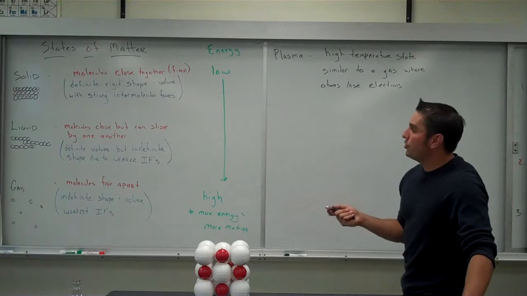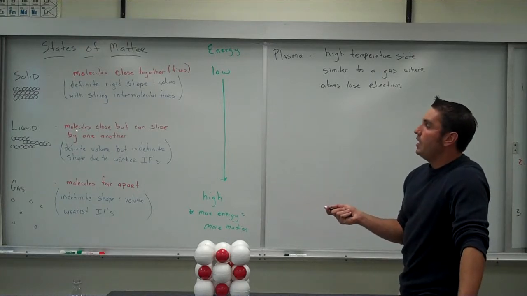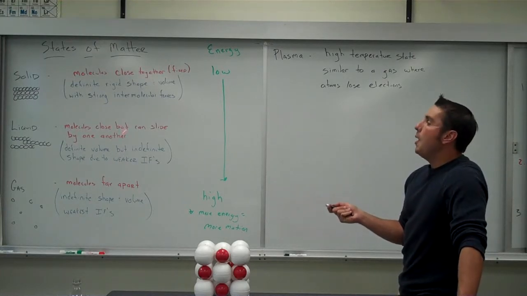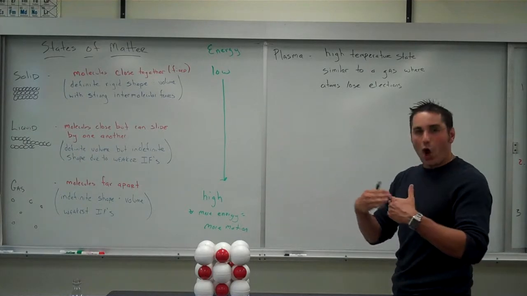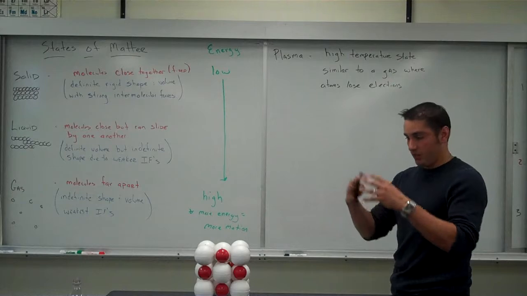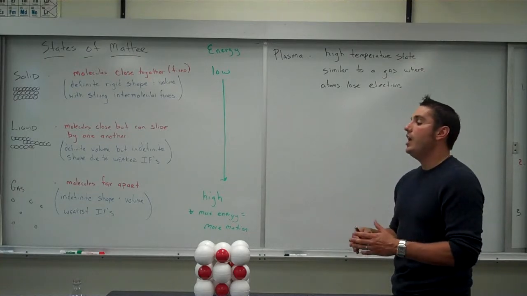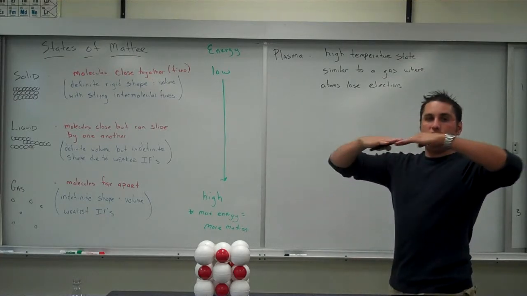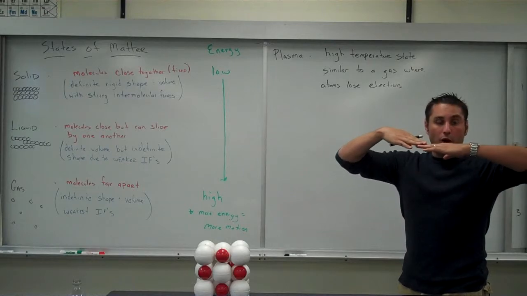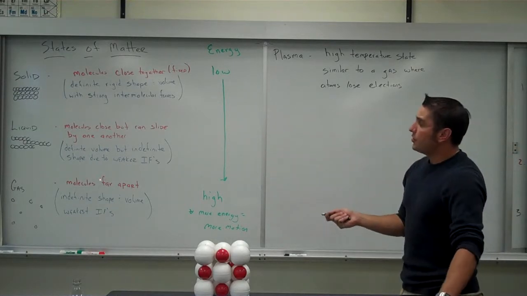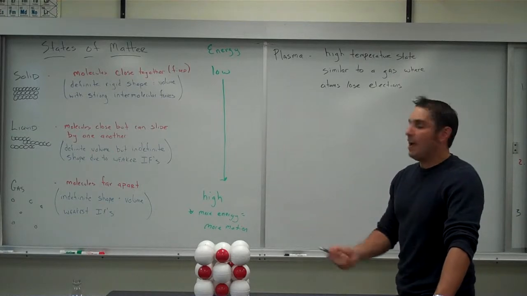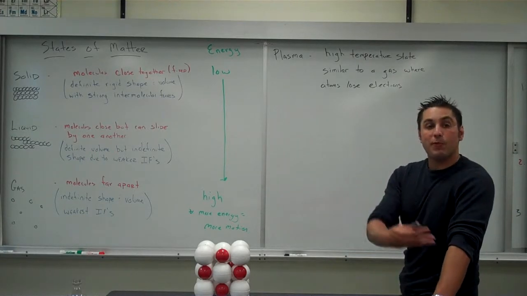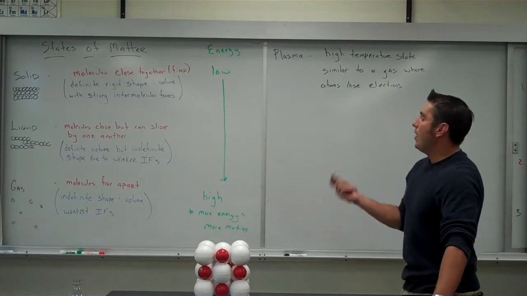Liquids are very similar to solids with one slight difference. Liquid molecules are close, but they possess the ability to slide by one another. Solids are not in motion. They're in fixed positions. They're stuck. Liquids have the ability to slide, like sheets of paper, one on top of the other. This makes liquids have a definite volume, but an indefinite shape. They take the shape of whatever container they're in.